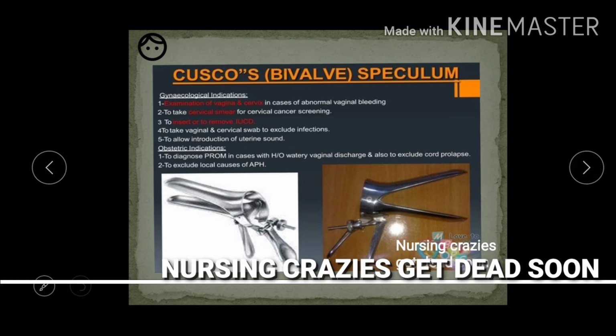PROM is premature rupture of membranes, in case the client is coming with a history of watery vaginal discharge. What is that watery vaginal discharge? That is the amniotic fluid. For diagnosis of that also we are using this speculum. The other one is if we want to exclude cord prolapse, in that case also we are using this speculum. Then next one is to exclude local causes of APH. What is APH? Antepartum hemorrhage.